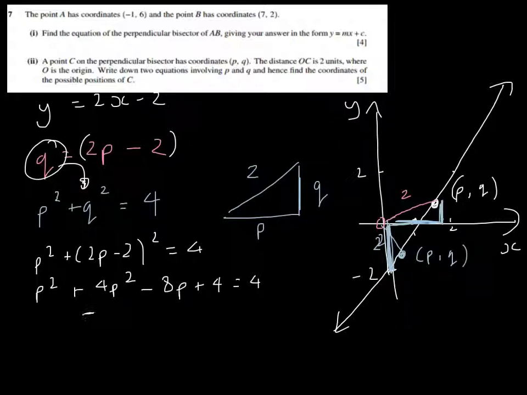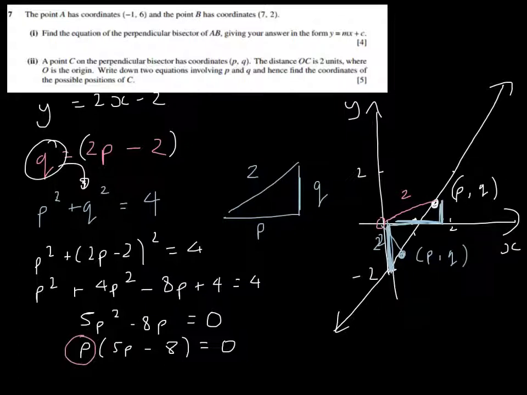And when I rearrange that and group things together, I get 5p squared minus 8p equals 0. And when I solve this, I'm going to take p out as a common factor, and I'm going to get p times (5p minus 8) equals 0. So when I solve that, I'm going to look at equating p to 0 and then equating 5p minus 8 to 0. So obviously one of my solutions is going to be 0 for p, and the other solution is going to be 8 over 5.